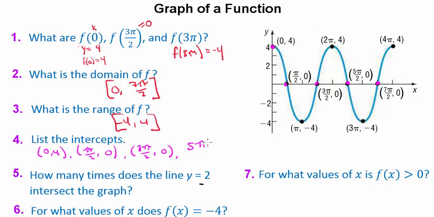And 5 pi over 2, 0. And finally, we have 7 pi over 2, 0. And those are all of your intercepts.